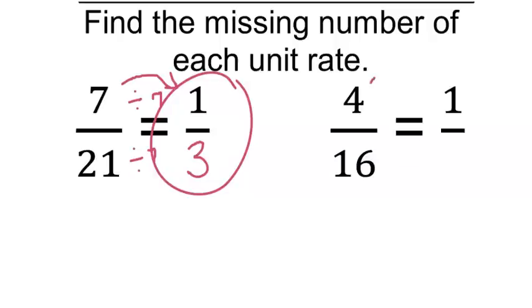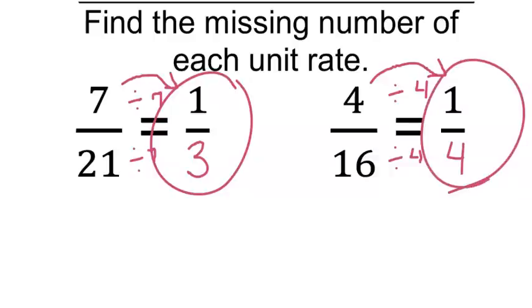What do we do to get from 4 down to 1? Well, we're going to divide by 4. 16 divided by 4 is 4. So our unit rate on this side is 1 out of 4, or 1 to 4.